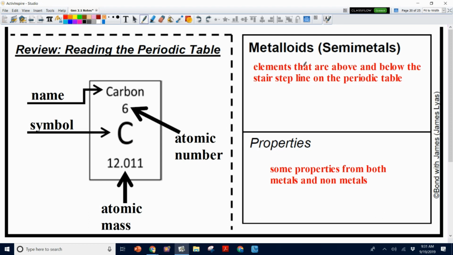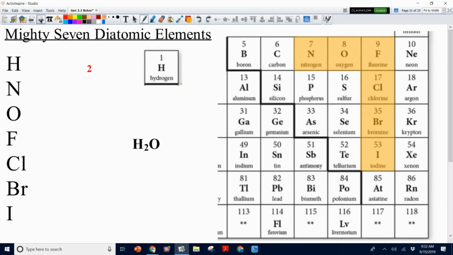Okay, and again, metalloids are those that are above and below the stair-step line on the periodic table. They have some properties of both metals and nonmetals. That's why they're called metalloids.